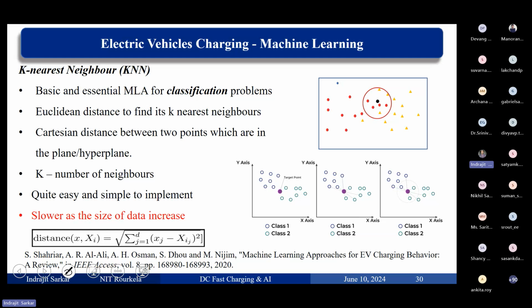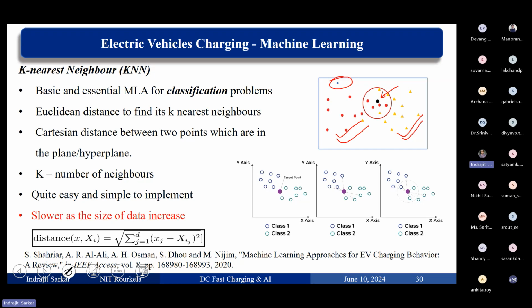Then we have k nearest neighbor. It is a very basic and essential machine learning algorithm for classification problems. It's actually very simple. First let's understand: these two are the data sets, and this is the new data. The black one is new data, and this data is not used in the classification, not used for the training purpose, so it may act as an outlier. So we have data set 1, data set 2, and then we have a new data point.